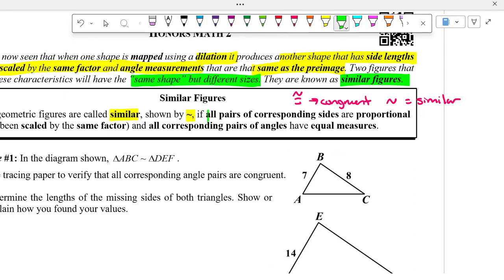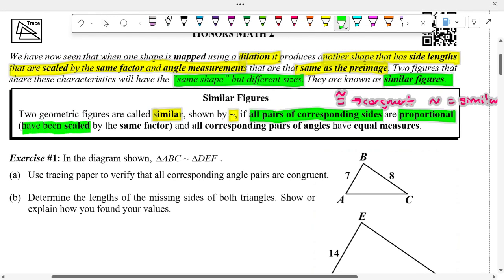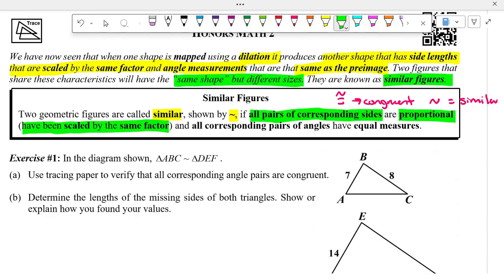Now, all pairs of corresponding sides are proportional, meaning that they have been scaled by the same scale factor. So in other words, if we divided each set of corresponding side lengths, you would get the same number when you divide those two sides.